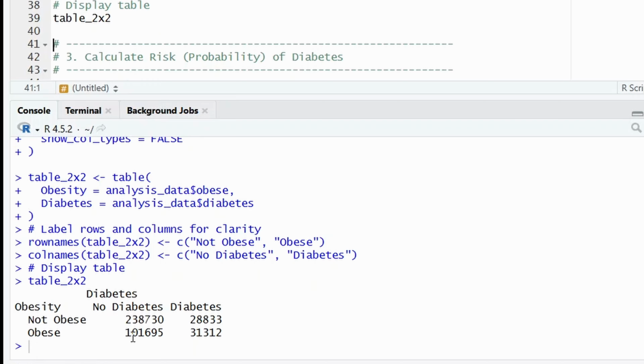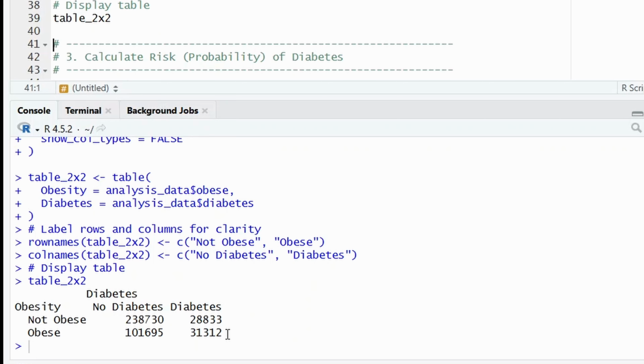Among adults who are obese, 101,695 do not have diabetes, but 31,312 do have diabetes. Even though the non-obese group is larger overall, the number of diabetes cases in the obese group is noticeably high relative to its size.